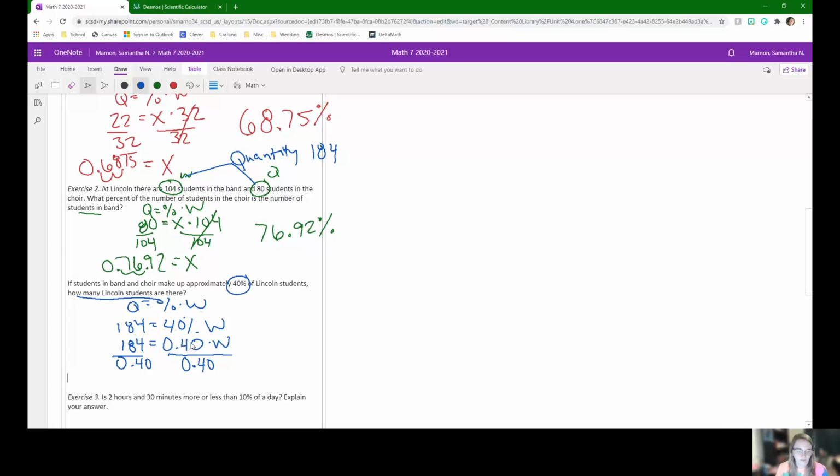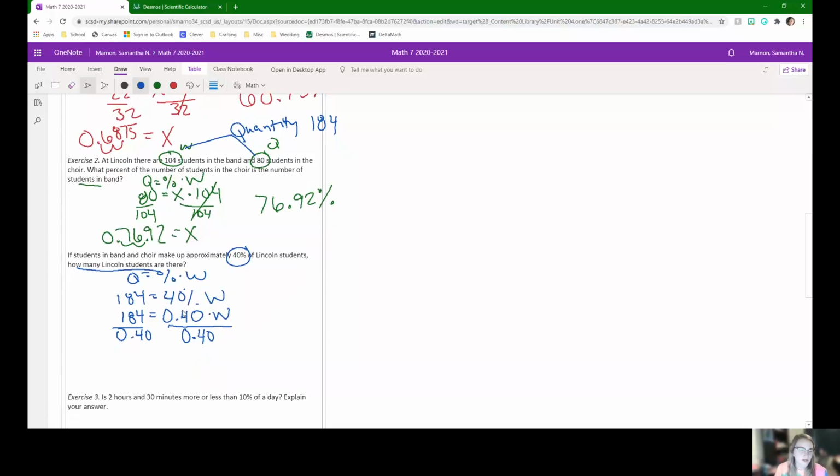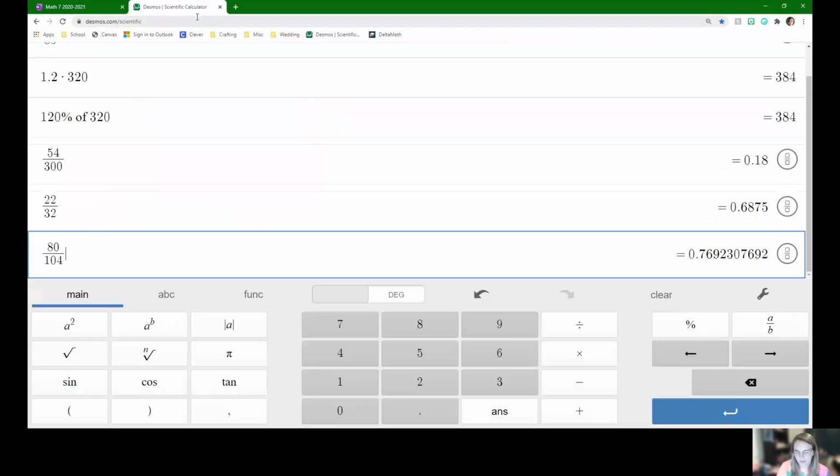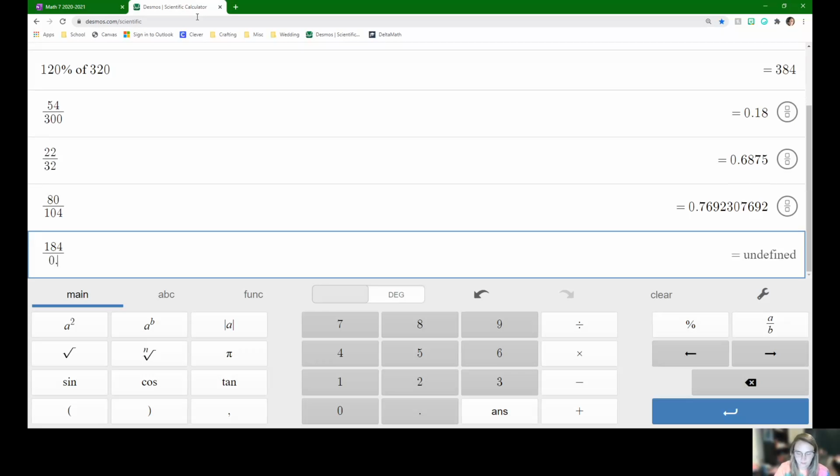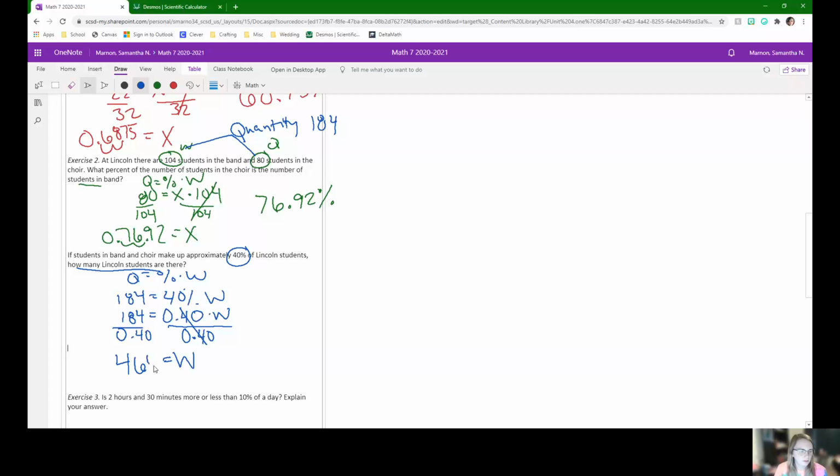0.40 divided by 0.40 is just going to be 1, and 1 times W is W. 184 divided by 0.40, we get 460 students. Really, we're closer to 500, but still a pretty good problem.